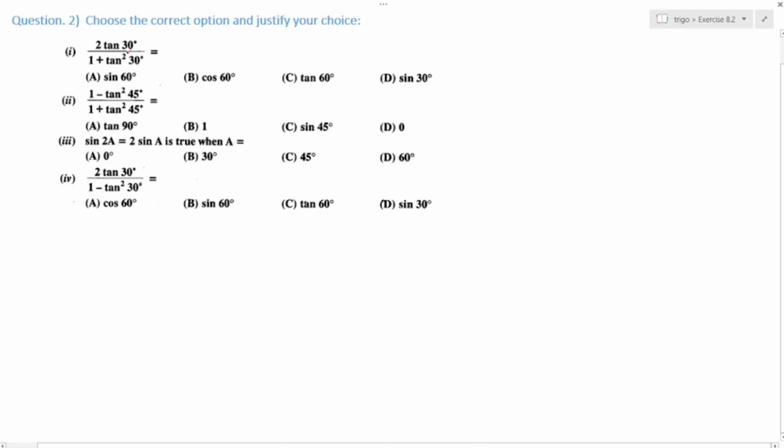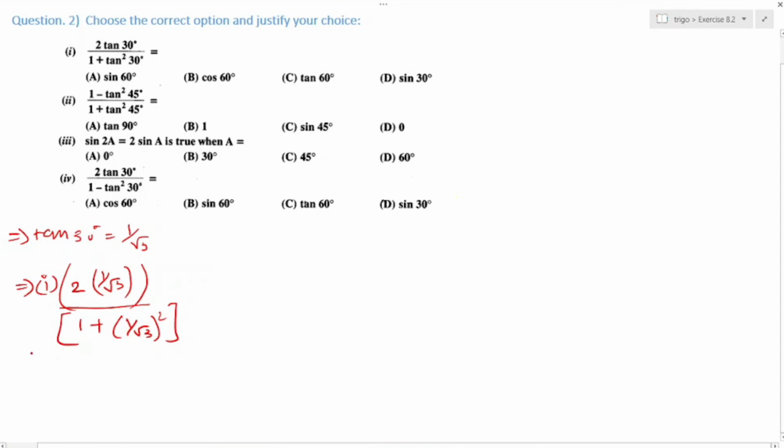2 tan 30 degree over... Okay, and we already know the value of tan 30 degree, right? Tan 30 degree is what? 1 upon root 3, right? Just put the values here. First, 2 as it is, tan 30 degree, which is 1 upon root 3, divided by 1 plus tan square 30 degree, right? Which is 1 upon root 3 whole square.